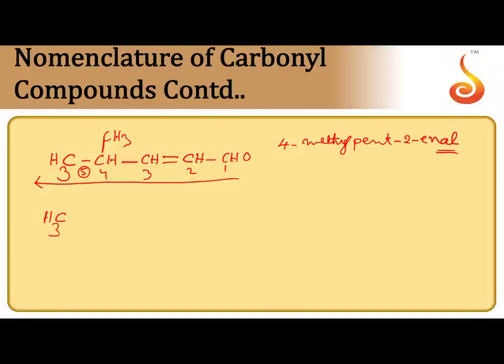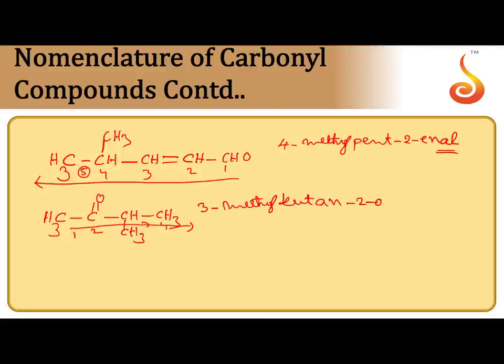If ketone is there, CH3COCH3, first you select the longest carbon chain. 1, 2, 3, 4, 3-methyl butane 2-one. At second position, functional group is there, one. If both are present, one is taken as substituent, other one is functional group.